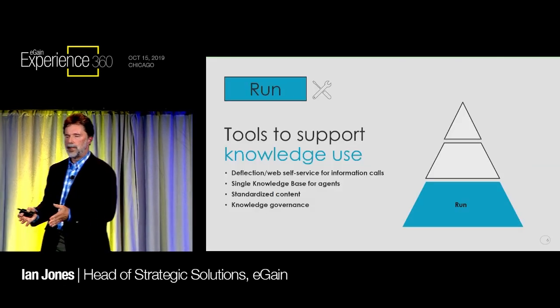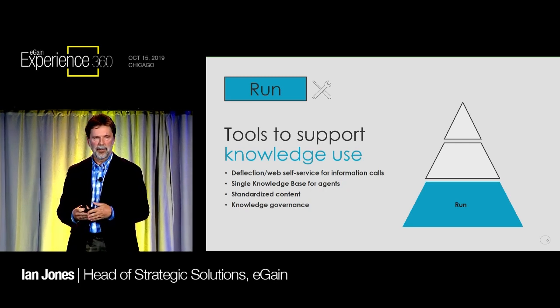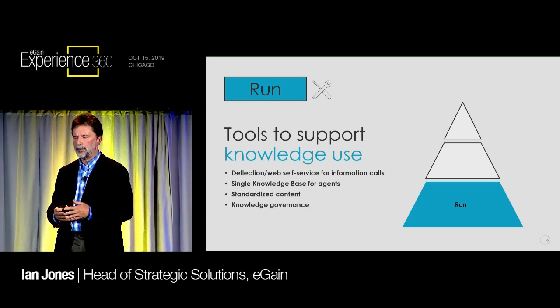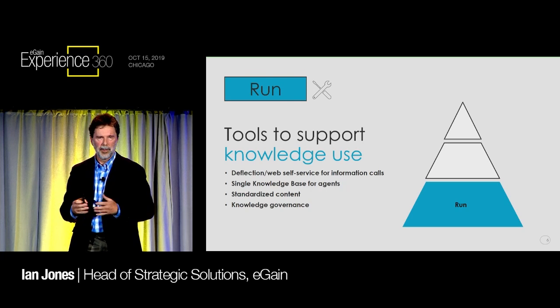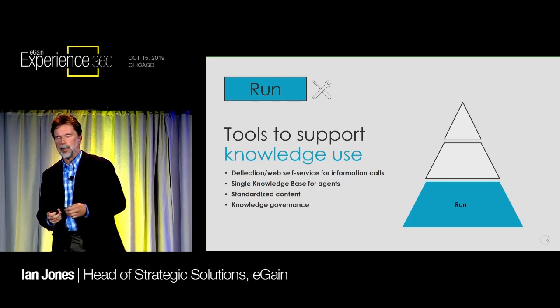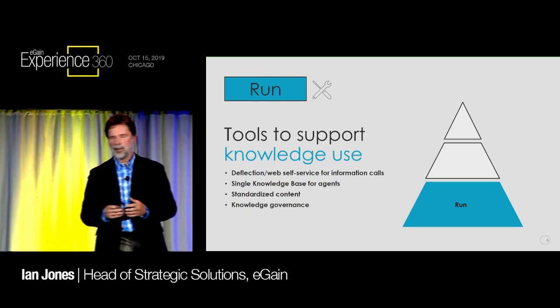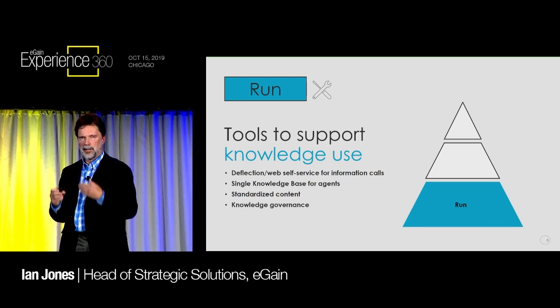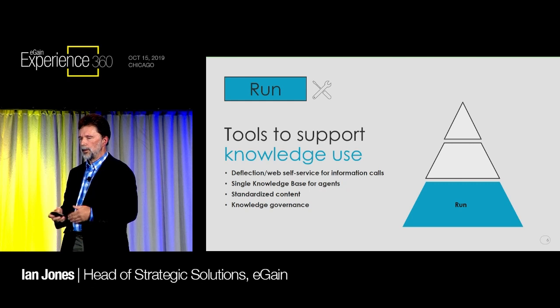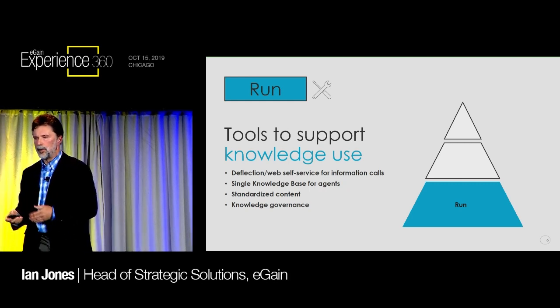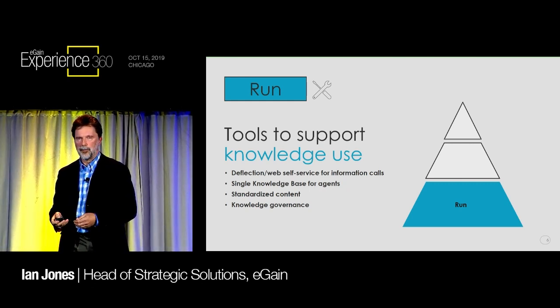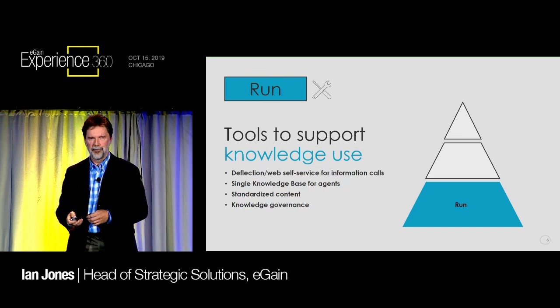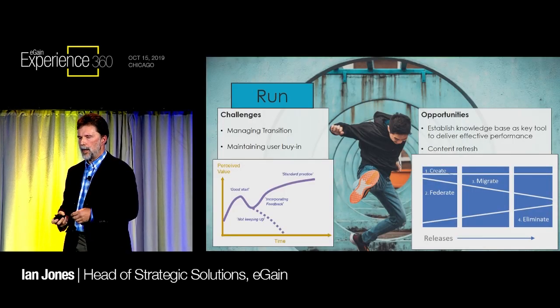So the kind of tools you need at this level, you're going to do a little bit of self-service, because that's where you can have the biggest value. You can certainly do that on calls that are just about information. You get a lot of benefit by having a single knowledge base for all your agents, standardized content, and a standardized form of governance. So there you are, you've achieved quite a step forward from sort of the Wild West of lots of different sources of content.